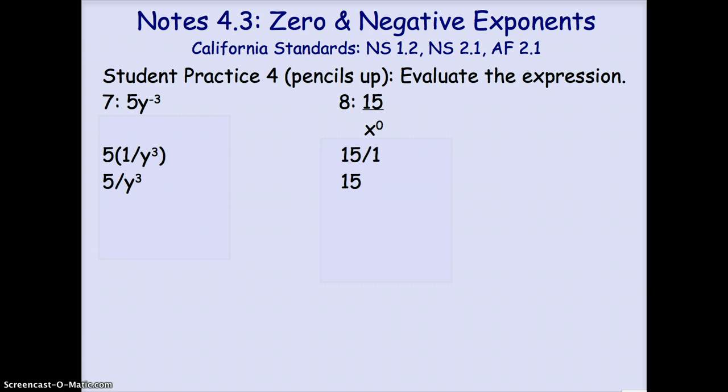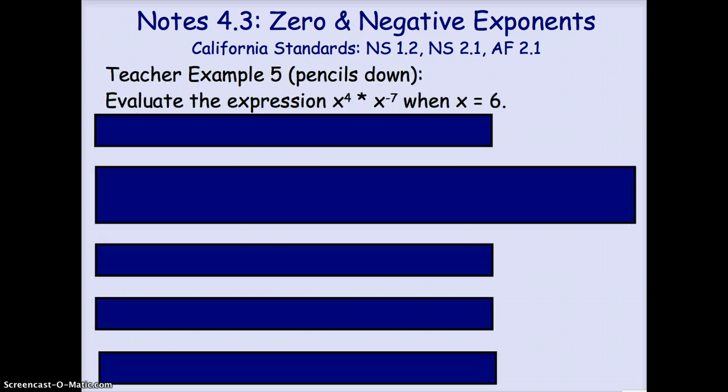Okay, so hopefully you did all right on those. Those should have been nice and easy for you. Let's take a look at teacher example 5. Evaluate the expression x to the 4th times x to the negative 7th when x equals 6.